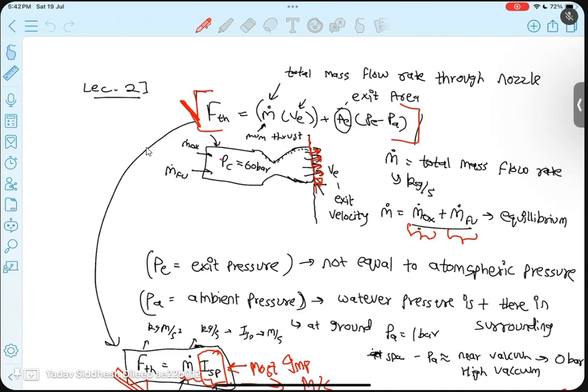F thrust equals m dot v exit plus Ae into (Pe minus Pa). There is a derivation for this where you have to take a control volume. Actually, I would like to give this as homework. Derive. See, derivations are not very important unless you want to go into research, for practical application like numbers.